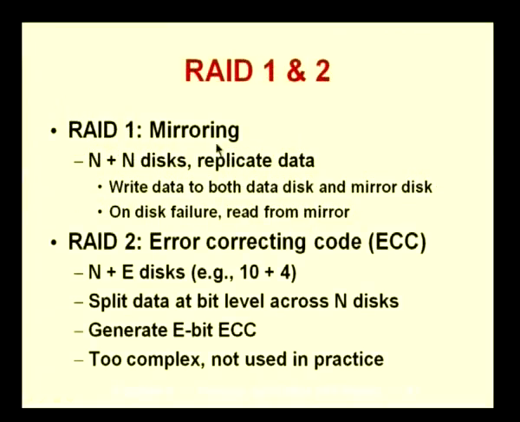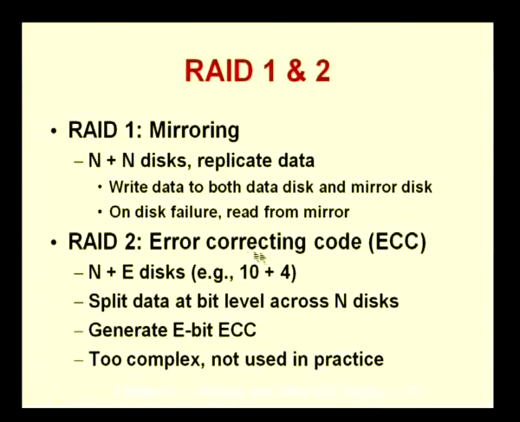In RAID 1, what we do is we mirror the data, that is, if there are n disks, another n disks replicate the same data. So, you will write data to both the data disk and the mirror disk. If one disk fails, you can always read from the mirror. That gives you one kind of flexibility.